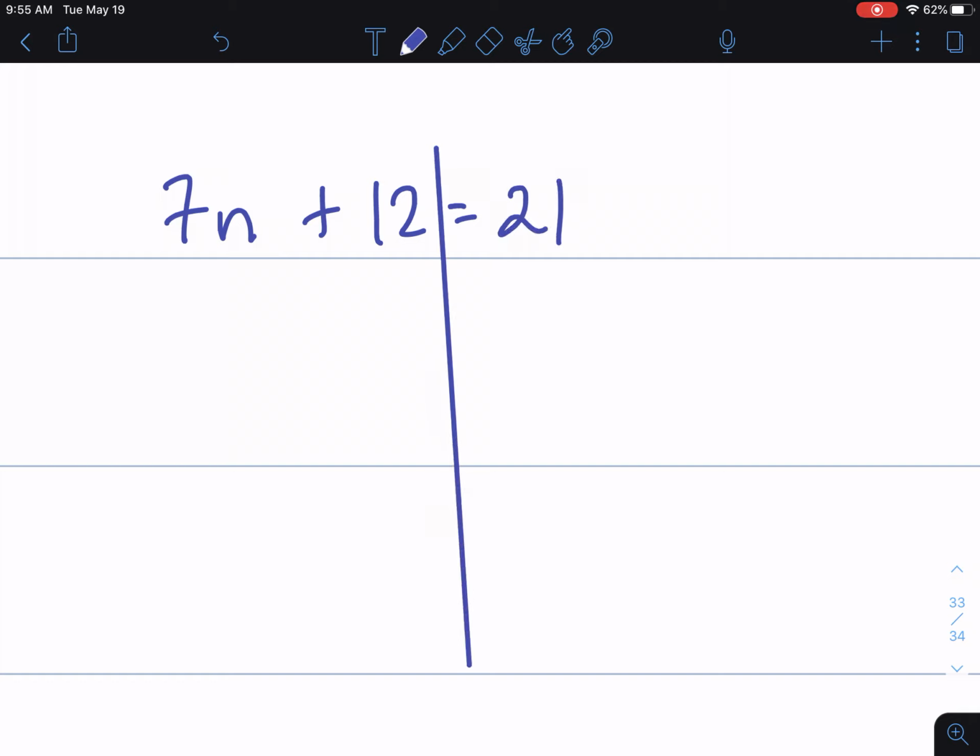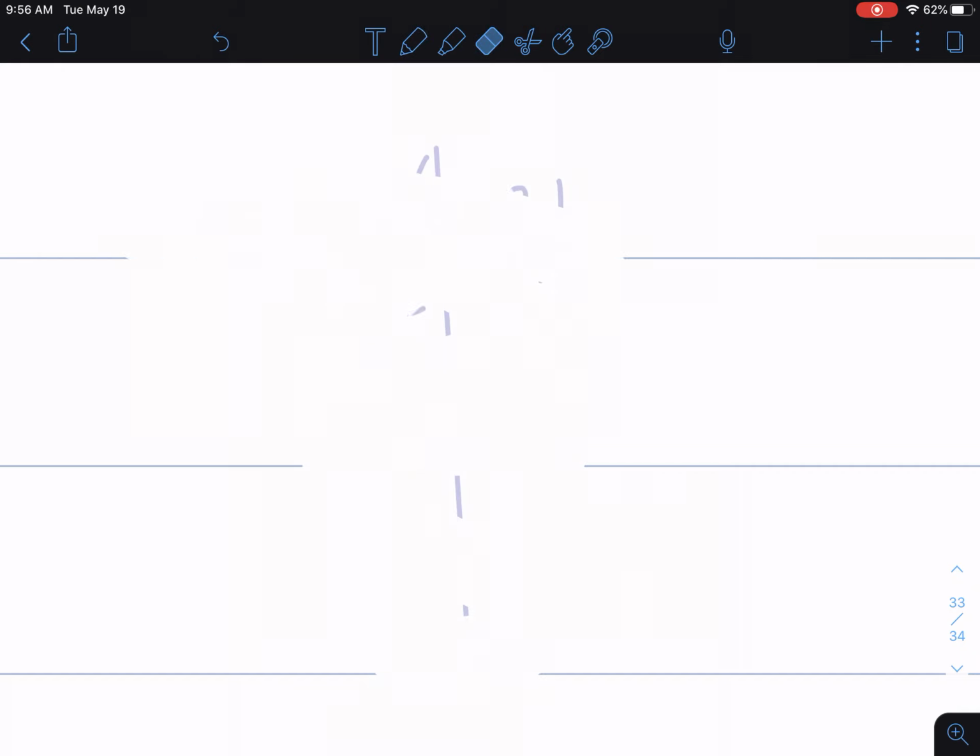Draw our divider here. Okay, so we're going to deal with this 12 first. Instead of adding that 12, we're going to subtract the 12 from both sides. So these will cancel out. We have 7n equals, now plug it in your calculator, 21 minus 12, and that will get you, oh no, I wrote this wrong, I'm so sorry, let's start over.